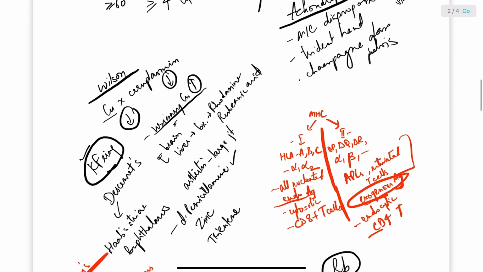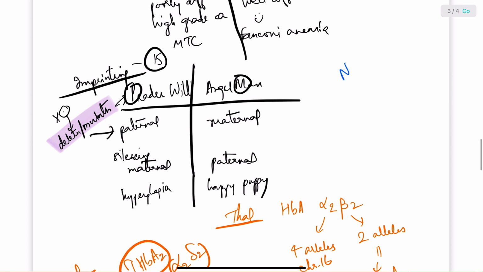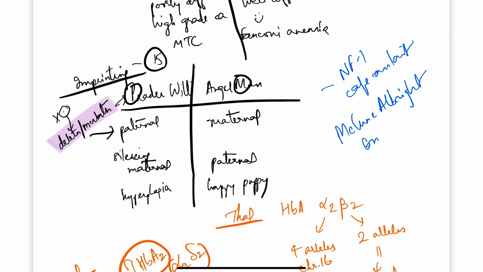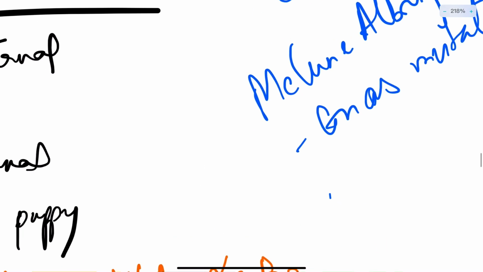And remember, the cafe au lait macules of NF1 or NF2 for that matter, we will also have in McCune-Albright. So the difference between the two: McCune-Albright is a GNAS mutation, Gs alpha mutation. This is McCune-Albright with precocious puberty, cafe au lait, and fibrous dysplasia. So the cafe au lait in McCune-Albright are going to be irregular. They are going to be unilateral.